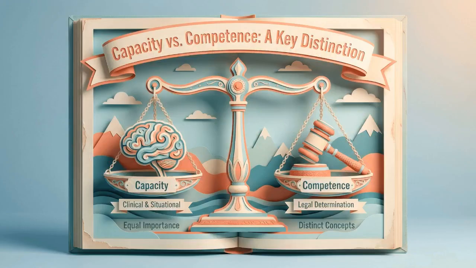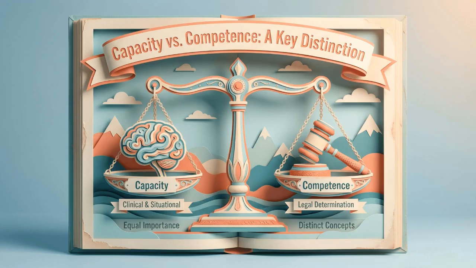We just discussed capacity, the patient's clinical ability to decide. Now, let's clarify a crucial distinction between capacity and competence. These terms are often used interchangeably, but they carry very different implications in healthcare. Capacity is a clinical judgment made by a healthcare provider and is specific to a particular decision at a particular time. It can fluctuate, meaning a patient might have capacity for one decision but not another, or at one moment but not the next. Competence, on the other hand, is a legal determination typically made by a judge in a court of law. It's a global assessment of a person's overall ability to manage their affairs.